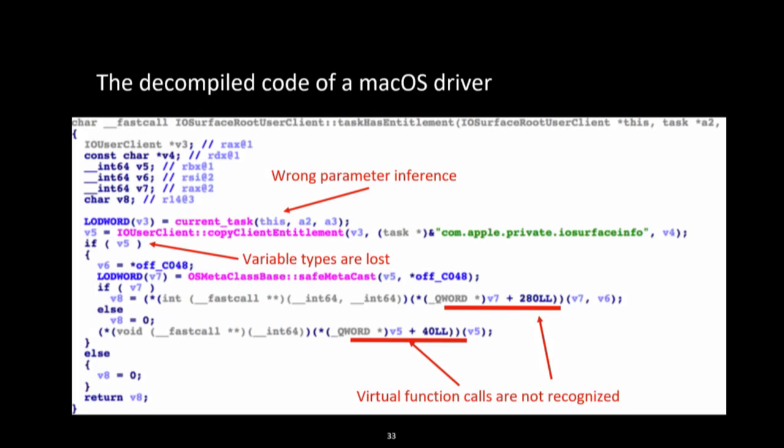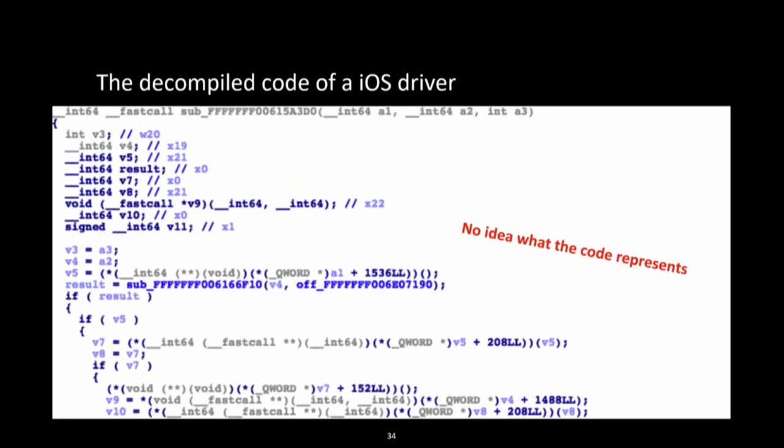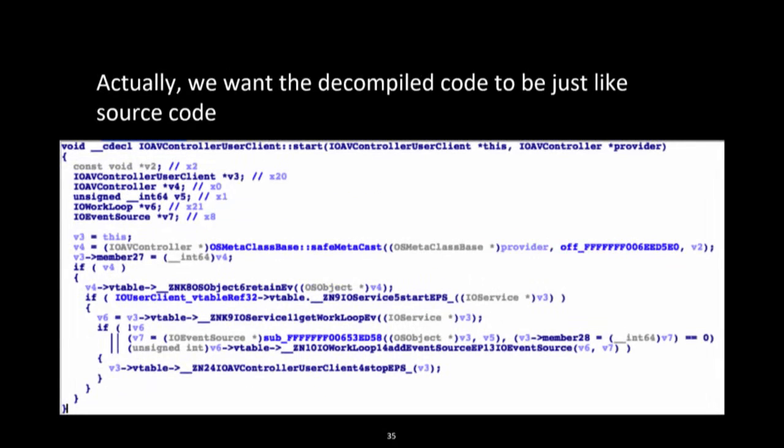In the decompiled code of macOS drivers, you can see that the function names are kept, but there are many problems, such as wrong parameter inference, lost variable types, and unknown virtual function calls. As for iOS kernel drivers, the situation is even worse. We have no idea what this decompiled code represents. It's a mess. In fact, in order to find vulnerabilities or do some reverse engineering, we want the decompiled code to be just like the source code, just like the figure suggests.